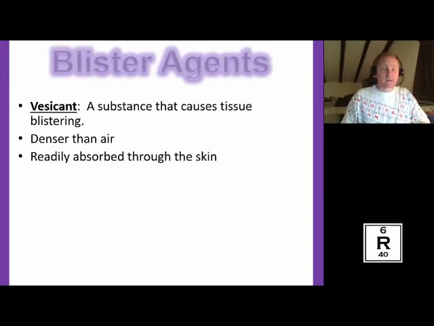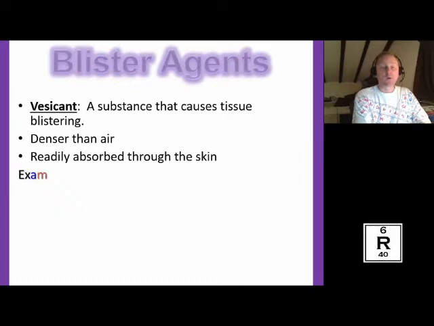What the blister agents would do is, yeah, you got your face covered, but now any skin that's available, you're going to get chemical burns on there. So these are called vesicants, blister agents. It's a substance that causes tissue blistering. That's what blister agents are. Blister agents are denser than air, so it's going to sit down low. It's not going to be floating up into the atmosphere, and they're readily absorbed through the skin.